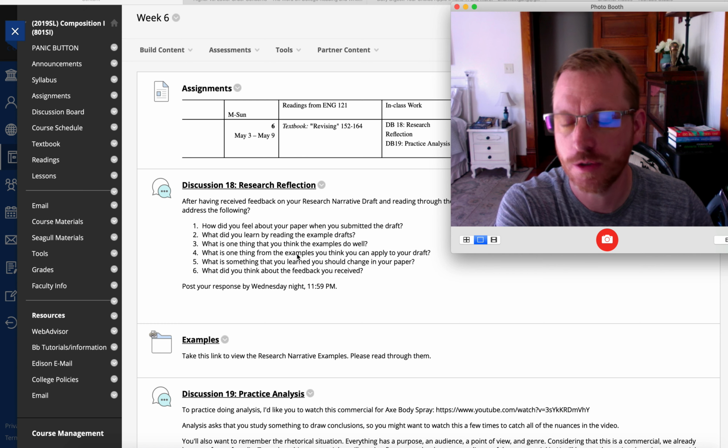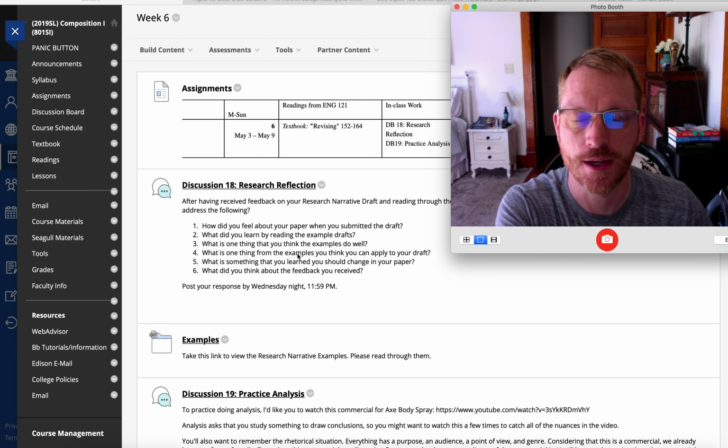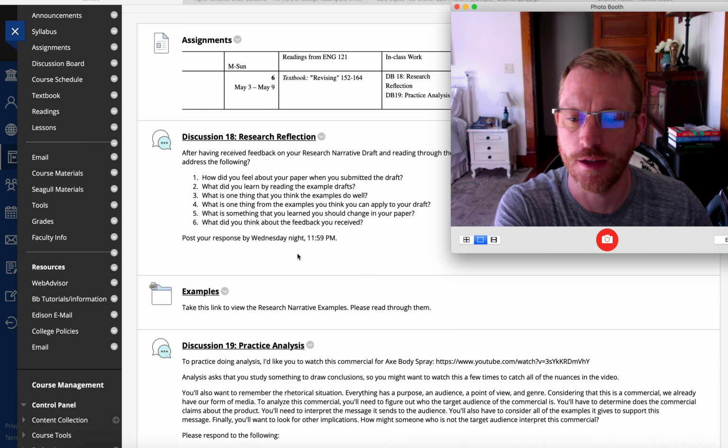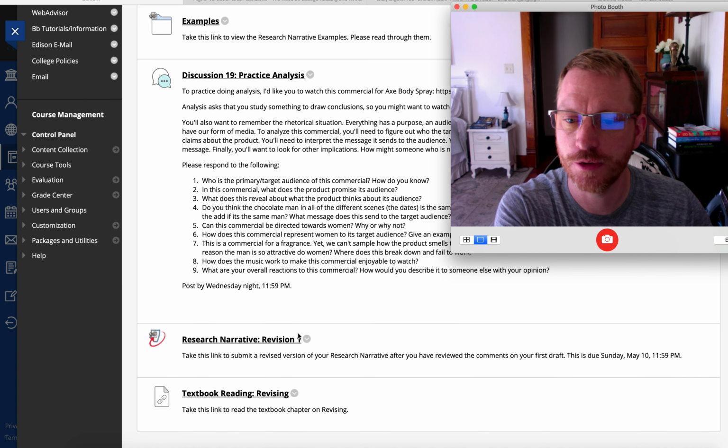You will have feedback to your draft by Monday night, and you'll be able to apply that. Because a revision to your research narrative will be due this Sunday. That'll give you some time.